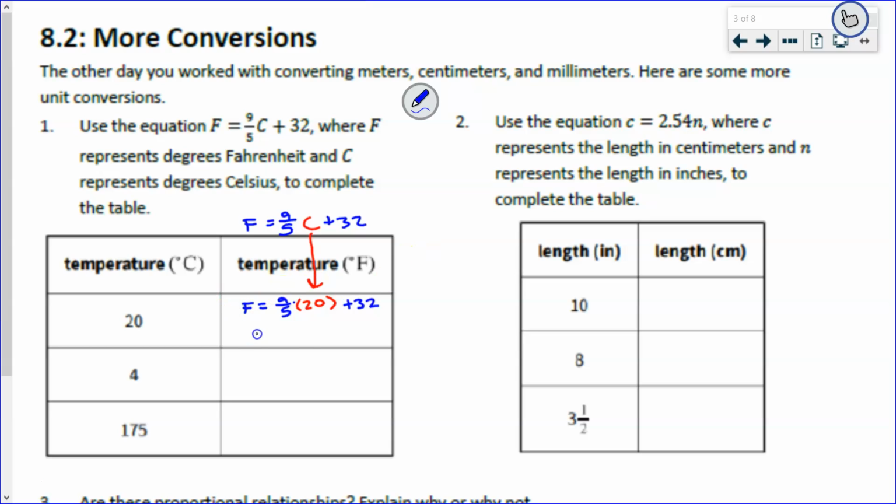So F here is equal to, Peyton? 68. You guys all agree? Okay, good. 68 degrees in Fahrenheit. And now a temperature of 4 in Celsius. Same process. F is equal to 9/5 times 4 now, because I'm substituting that C for 4, plus 32. And what did you get, Gabe? 39.2.